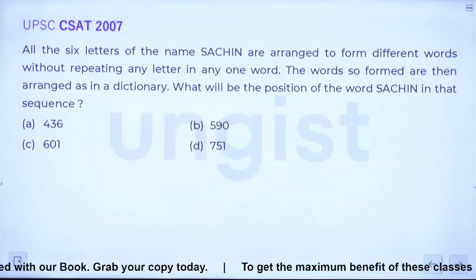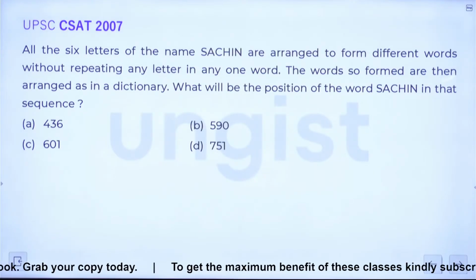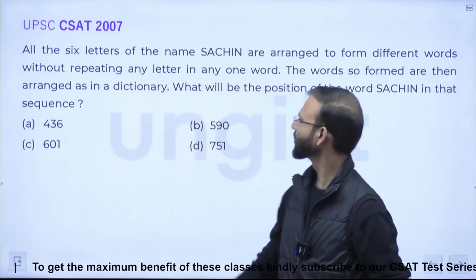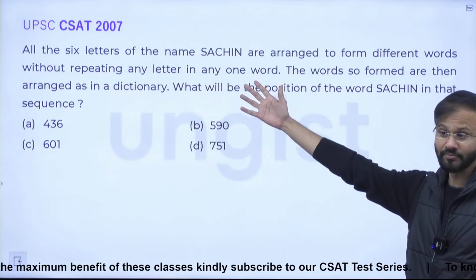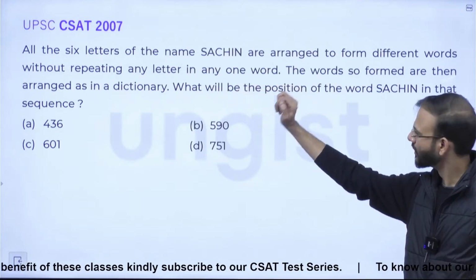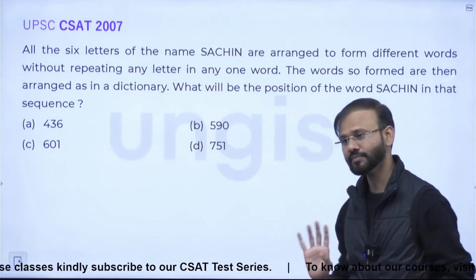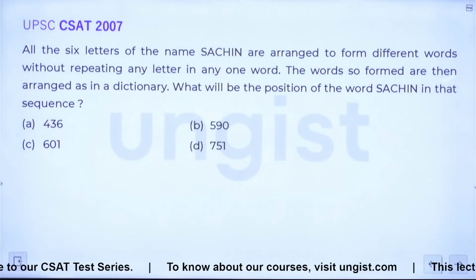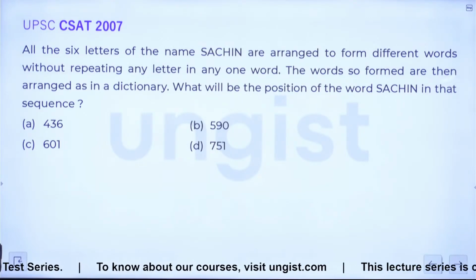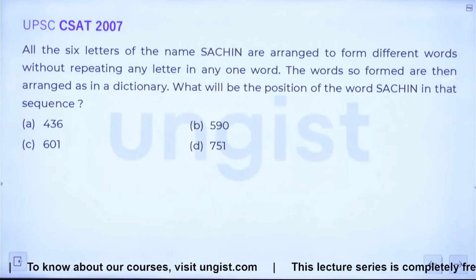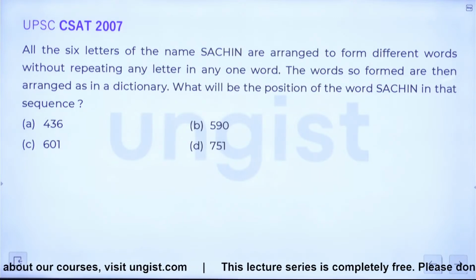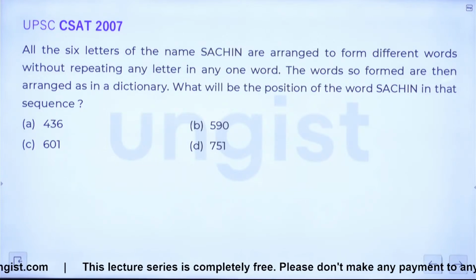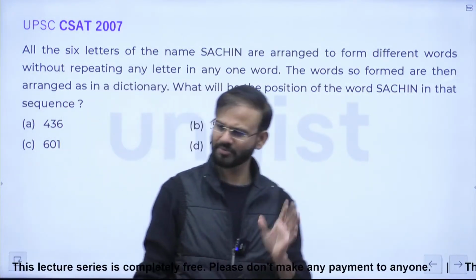How? Look, D is the first option that will be eliminated. Why? Because with factorial 6, the answer can't be more than 720. So D is the first option which will be eliminated. Total words possible are factorial 6. C? Okay. Guys, I am getting two answers as C. 751 is absolutely incorrect; it's not possible, an impossible answer.